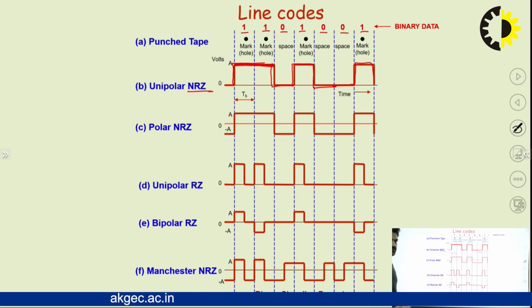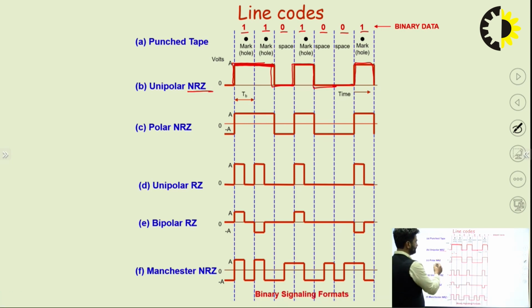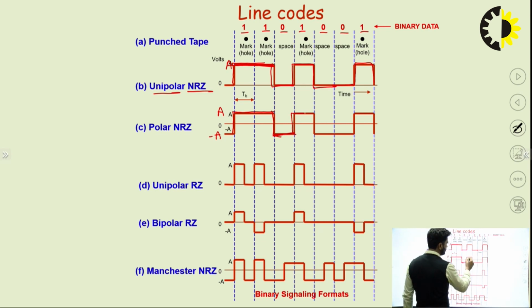Polar NRZ has 2 voltage levels. Here we show the 1 as a plus voltage, and the 0 as a negative voltage. In unipolar there is no other voltage level, only A, whereas here A and minus A are there. The 0 is rendered as a negative voltage. Again 1 positive, 0 negative, negative, positive.